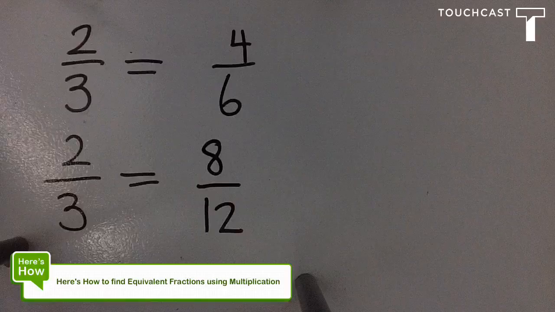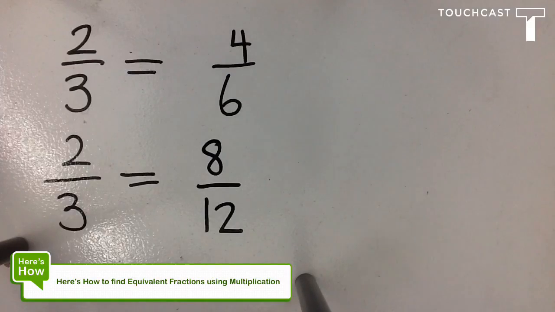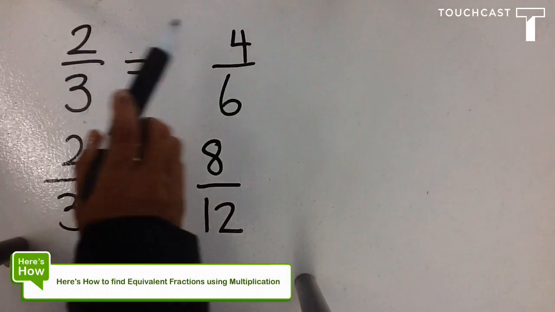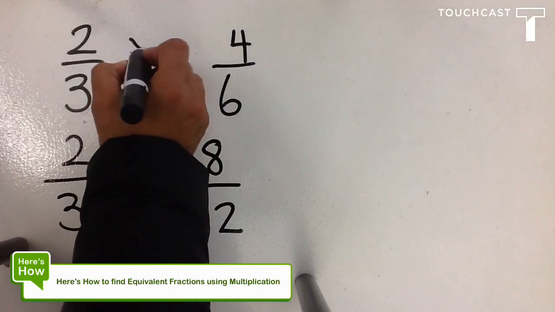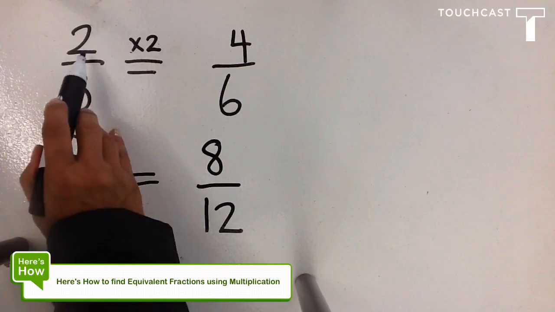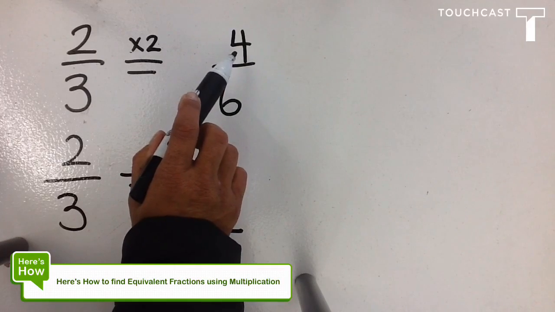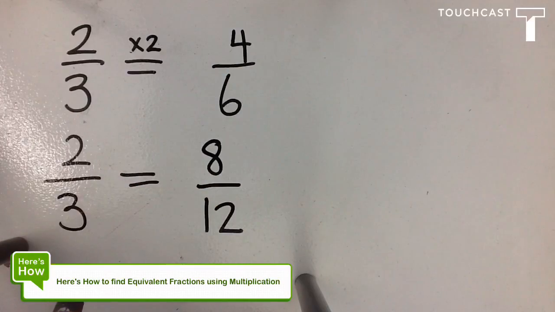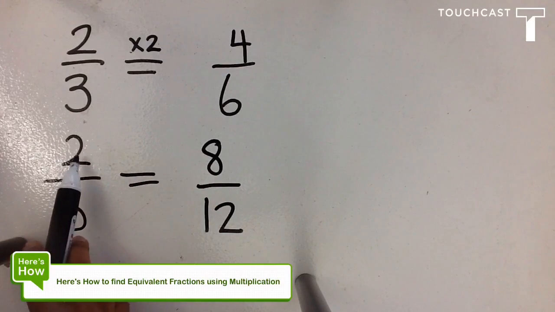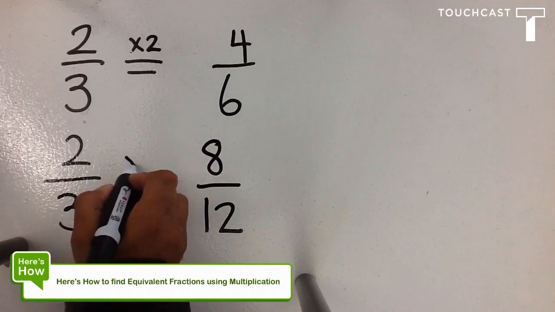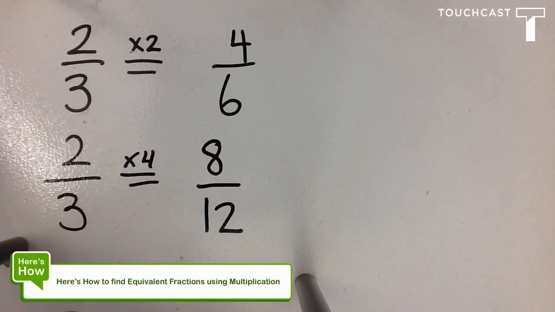All right, here we are again. 2/3 we know is equal to 4 sixths, and we know that 2/3 is equal to 8/12. But how do we do that without drawing a fraction box? Well, one thing I do know is that I can move from 2 to 4 by multiplying it by 2. I have multiplied my numerator by 2 to get this new one. I know that I can move from 2 to 8 by multiplying it by 4. Take a look at its denominator.